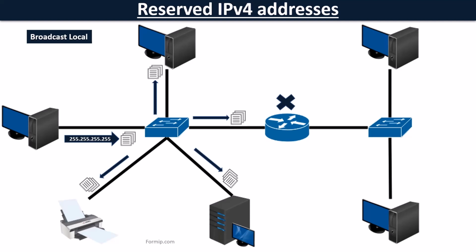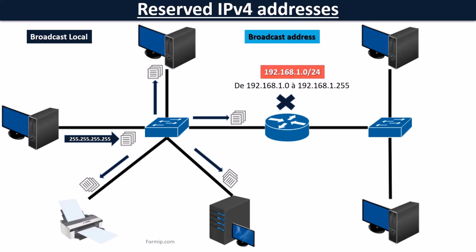This address, 255.255.255.255, can also be called a universal IP broadcast. We then have the address of broadcast of a network. For example, let's say on this topology we have the network 192.168.1.0 with a mask of /24.